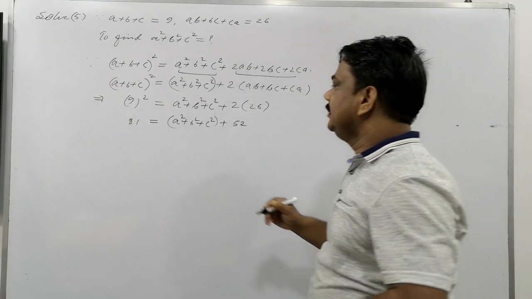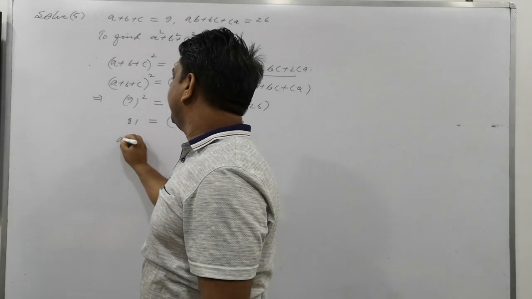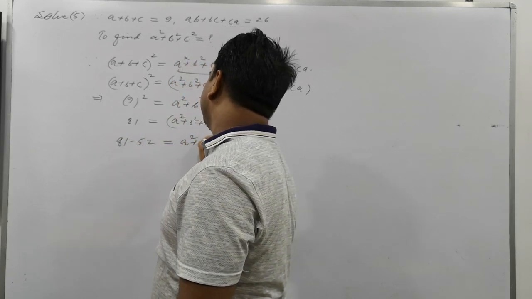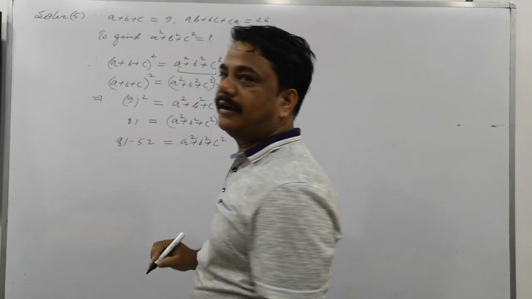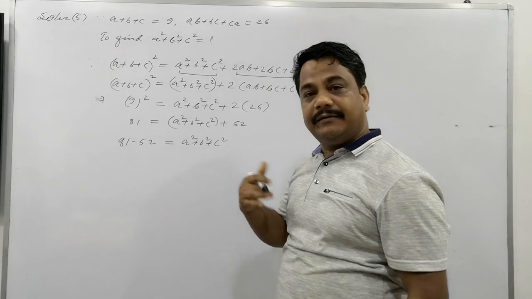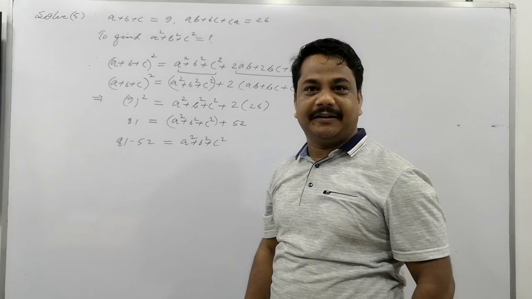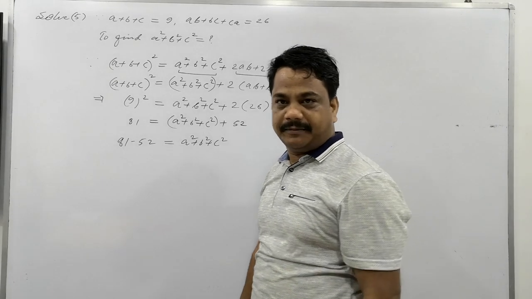Clear? So transfer 52 to the right side. Just I want to tell you, transfer is not any operation in algebra. Simply, for our convenience we use the transfer. Actually, on either side 52 is to be subtracted. This is the right operation in algebra. Okay?